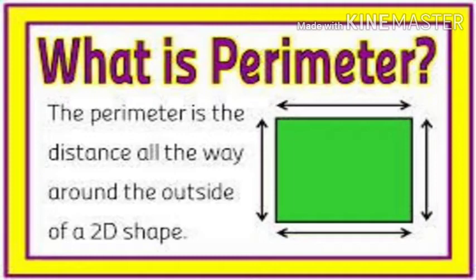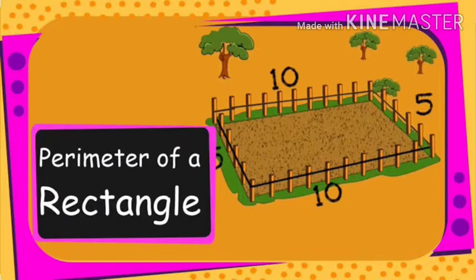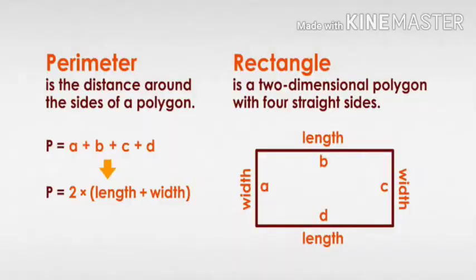Now let's see the perimeter of a square, rectangle and right angle triangle. Perimeter is a distance all the way around the outside of a 2D shape. First, let's see the perimeter of a rectangle. Perimeter is the distance around the sides of the polygon. See, here rectangle is a two-dimensional polygon with 4 straight lines.